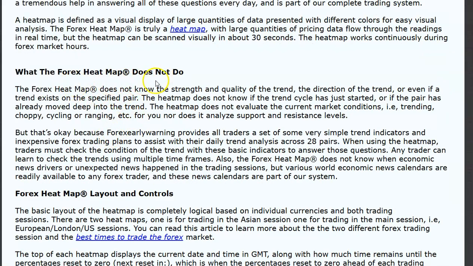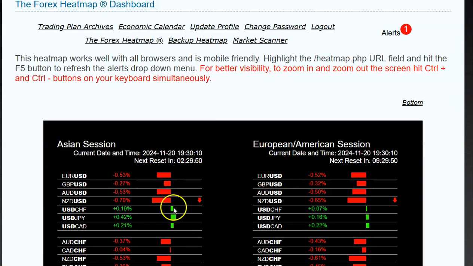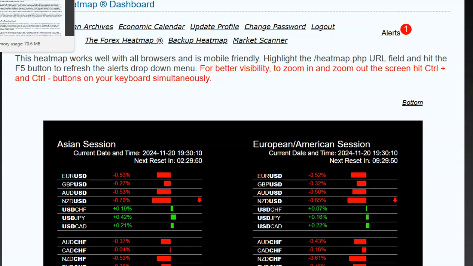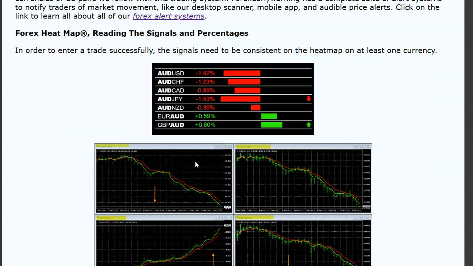The Forex heat map doesn't tell you if the pair that you're looking at is trending or ranging or anything like that. You have to look at the charts for that, but it does provide you with strong guidance in getting into profitable trades, and it does it day after day, from Sunday afternoon when the Forex market opens all the way through Friday afternoon. It's got a great layout and control system. You have a heat map for the Asian session and main session, and following the signals, even for a beginner trader, is not that difficult.